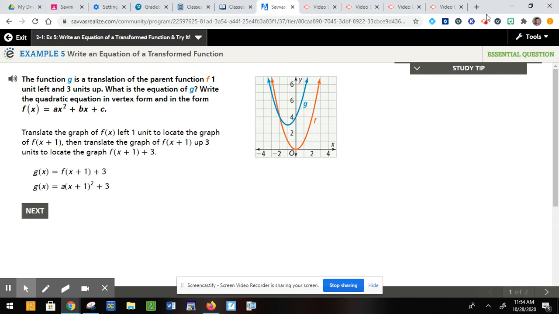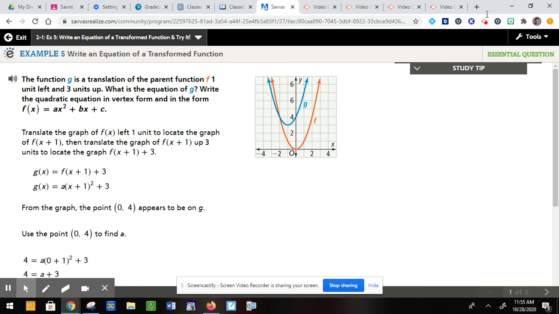So it started at the origin, but then it moved 1 left, which is going to be plus 1 on the inside, and then 3 up, which would be the plus 3 on the outside. The next thing you want to do is find the a value, the value that goes in front. We know a is positive just because it opens up. That is clear. But we don't necessarily know if it's a number, an integer, or is it just 1.